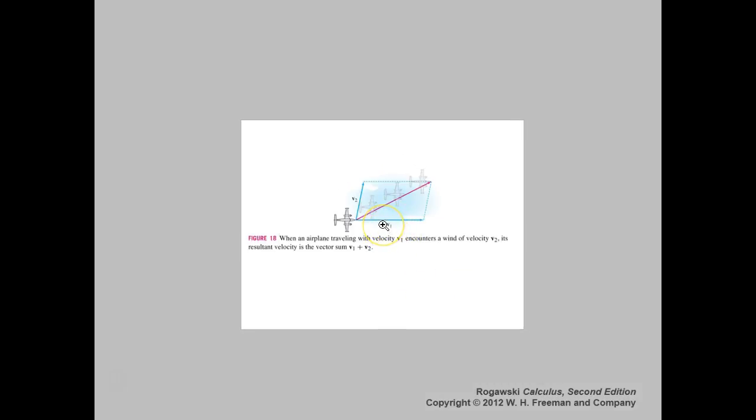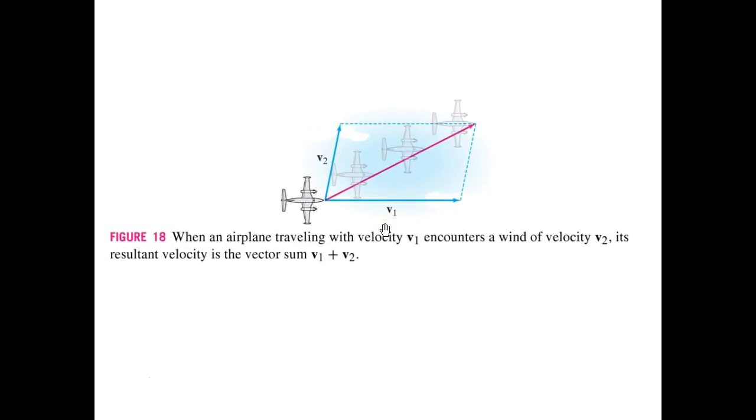Of course, I can think of several problems it could pertain to. But let's say an airplane traveling with velocity v1 encounters wind of velocity v2, and then the plane, even though it's going like this, the wind is blowing it like that, so its actual flight path would be like this, okay? Because the wind is pushing it up and a little bit ahead of what just the regular velocity would be. That's what we mean by vector addition.